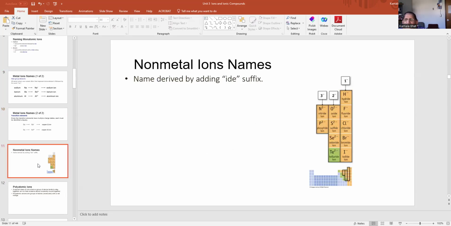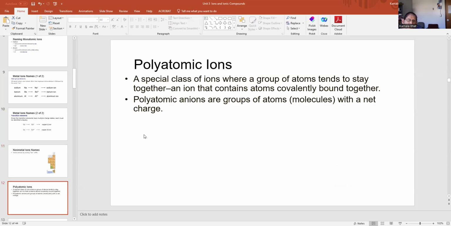The nonmetals end in the -ide suffix. And so we can see nitrogen becomes nitride, oxygen becomes oxide, fluorine becomes fluoride, phosphorus becomes phosphide, sulfur becomes sulfide, chlorine becomes chloride, selenium, Se, becomes selenide, and bromine becomes bromide. Tellurium becomes telluride. So you can see that by dropping a few letters and adding -ide, we get the name of the anion.